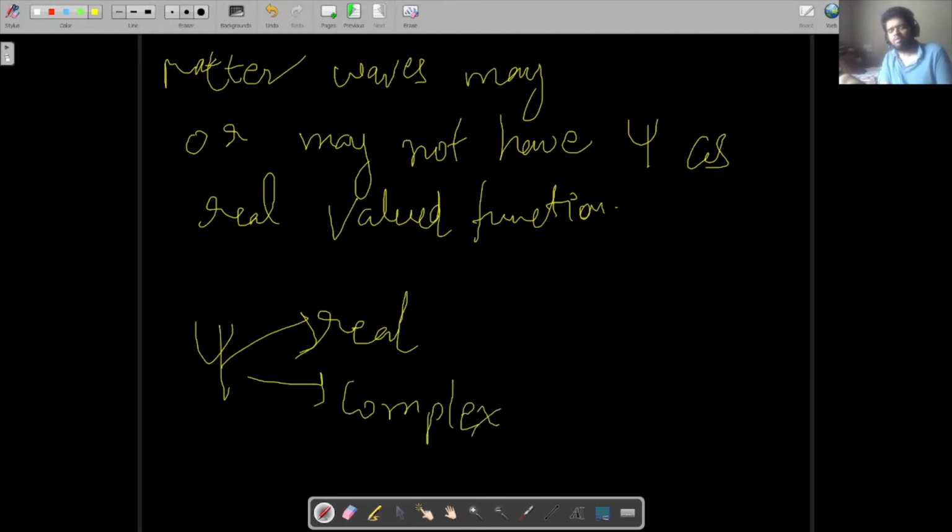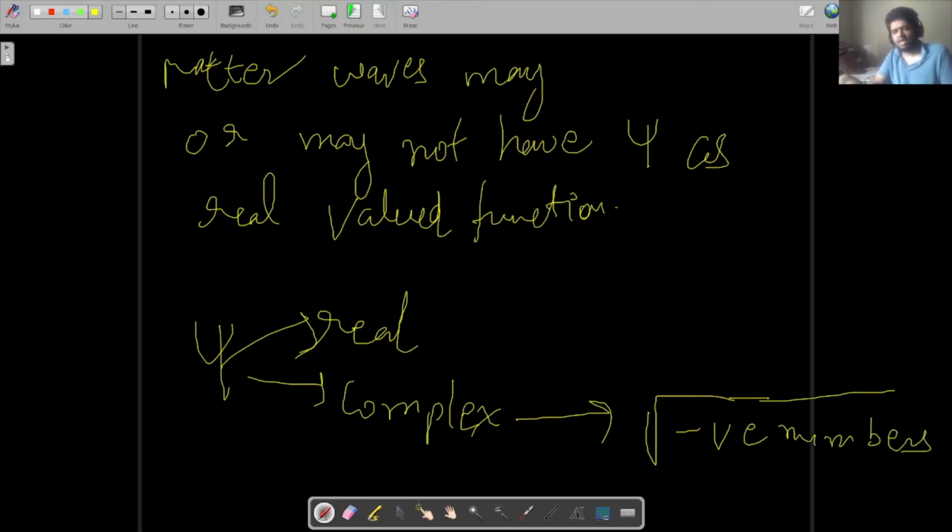What do you mean by complex? Complex means you must have learned complex numbers in your JEE time or in your 11th, 12th also. What are complex numbers? Square roots of negative quantities. Square roots of negative numbers are basically complex numbers.